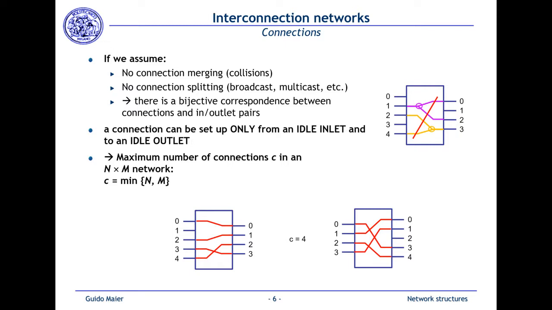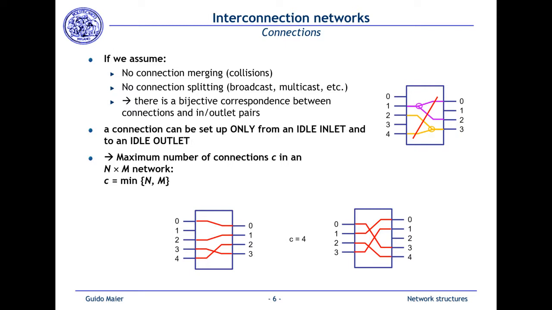The same when you have 4x5. In fact, you can see that here this inlet will remain idle, because you cannot find any free outlet. And as well, this outlet will remain idle, because you don't have any free inlet to start the new connection.